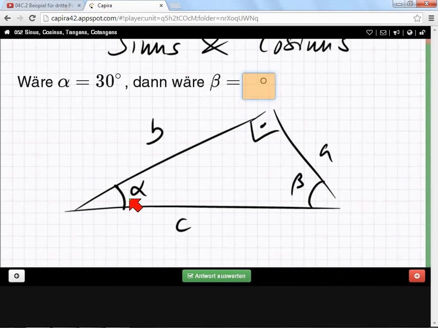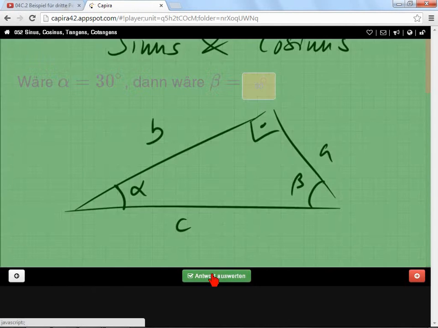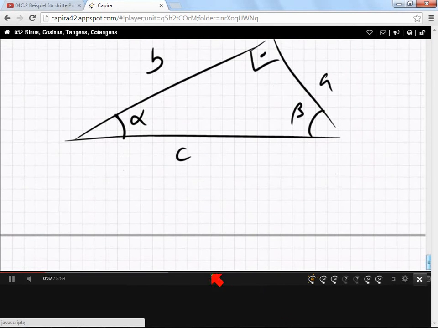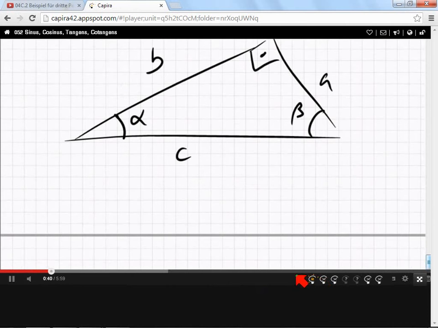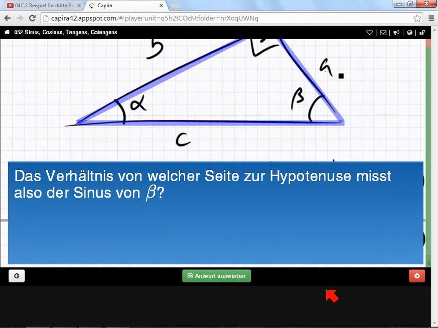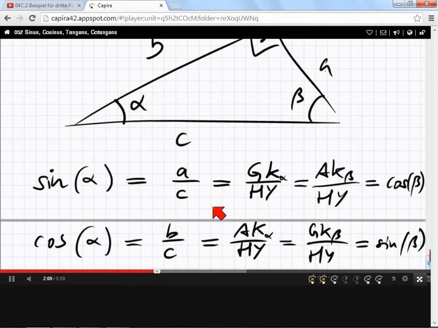So if this angle equals 30 degrees, then this angle equals 60 degrees. This is layered on top of that old YouTube video and requires the viewer to think with me, the educator. Let's say, okay, was that correct? And so on. Now the video continues. We'll get the next quiz. The ratio of which side to the hypotenuse is the sine of beta. Should be this, and so on and so on.